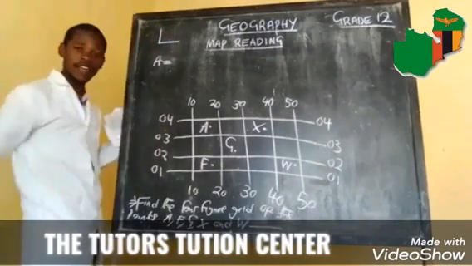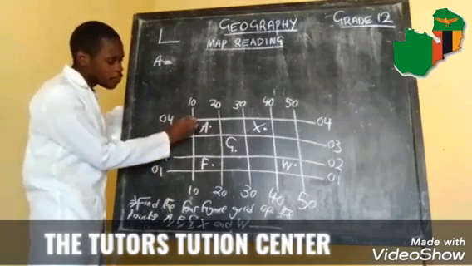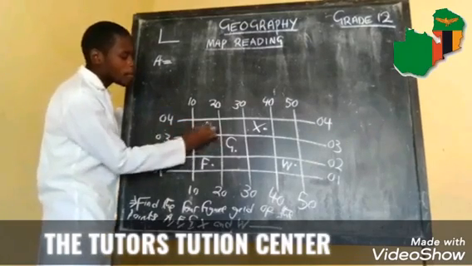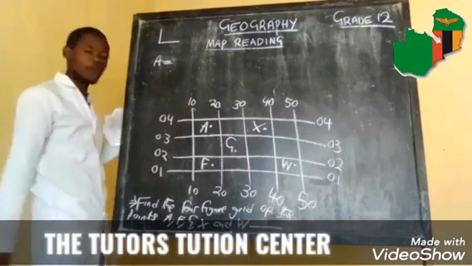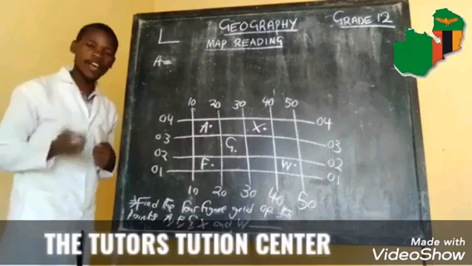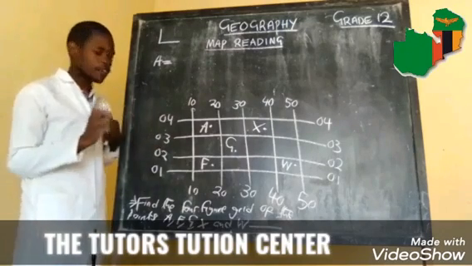We have letter L like this. This letter L, if we place it on this box where point A is, that means you have to pick the number which is on top and the number which is either left or right of that grid box. So let me find the first one.